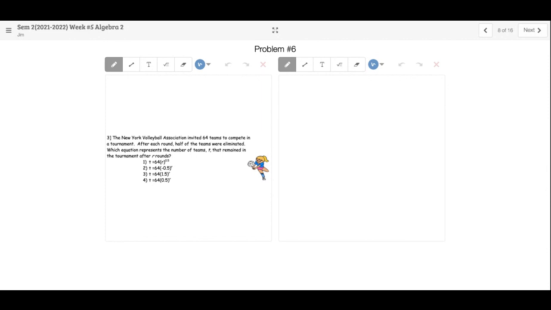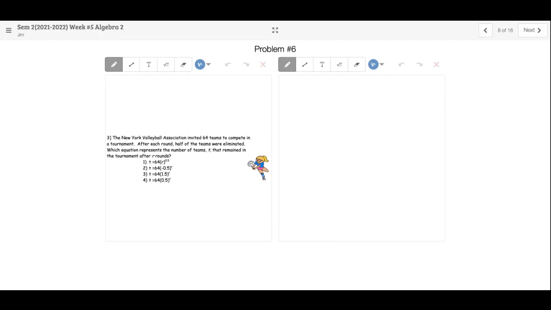So what we're trying to do is write an equation for this. I always start off with, what is the original amount? In this problem, the original amount is 64 teams. Then it says after each round, half of the teams are eliminated. If half are eliminated, what is my r value? What is the ratio? 0.5. That's what r is, because half of them are being eliminated, or you could go 1 minus 0.5. This is an exponential decay problem.